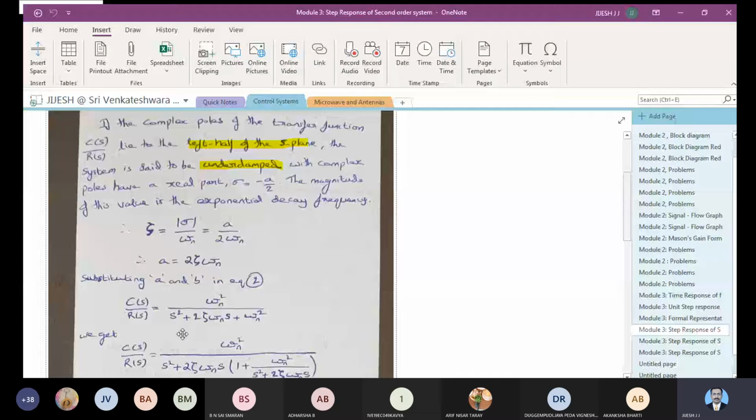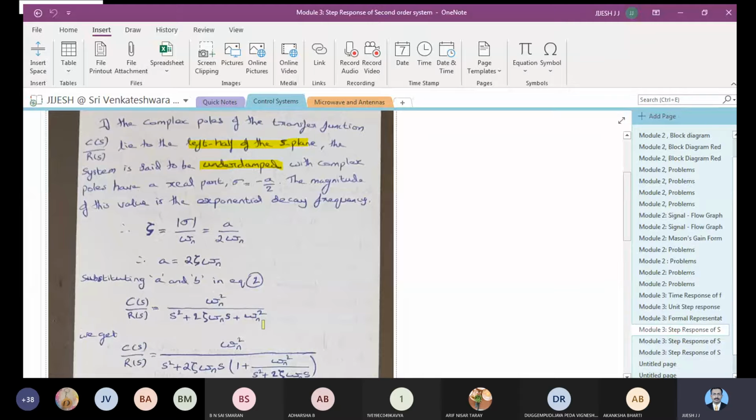Here C of S by R of S is called the transfer function for a second order system, that is B divided by S square plus AS plus B. So you have to substitute A and B here. When we substitute, A is 2 zeta omega n and B is omega n square. So all of you have substituted. This equation is also very important. Put it in a box. We will be using this equation regularly.